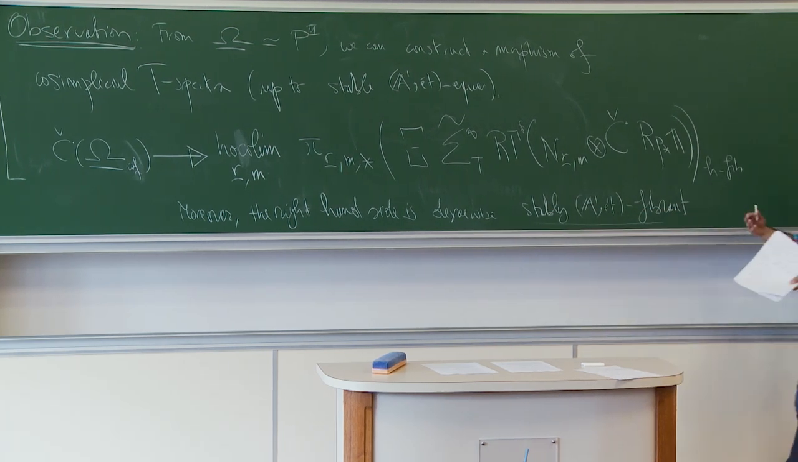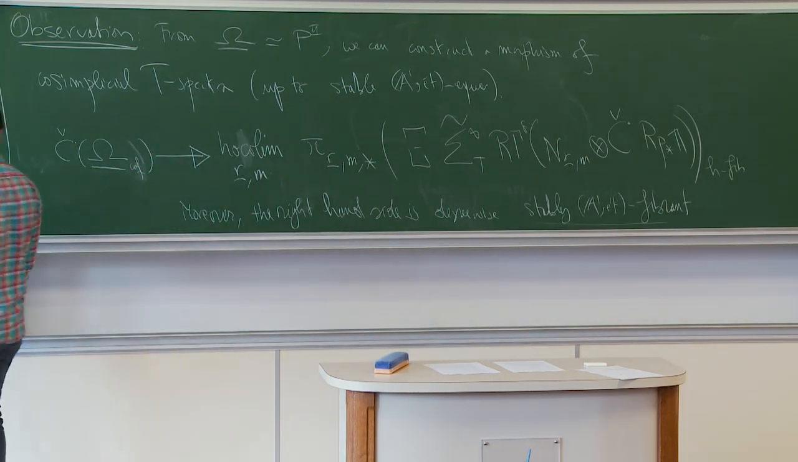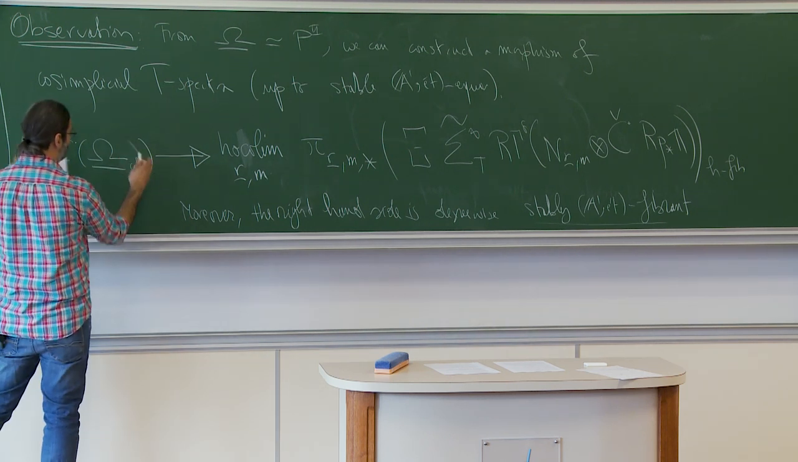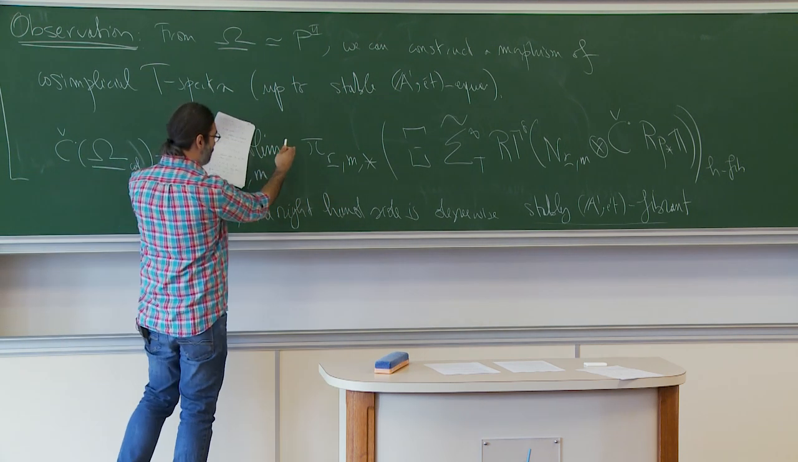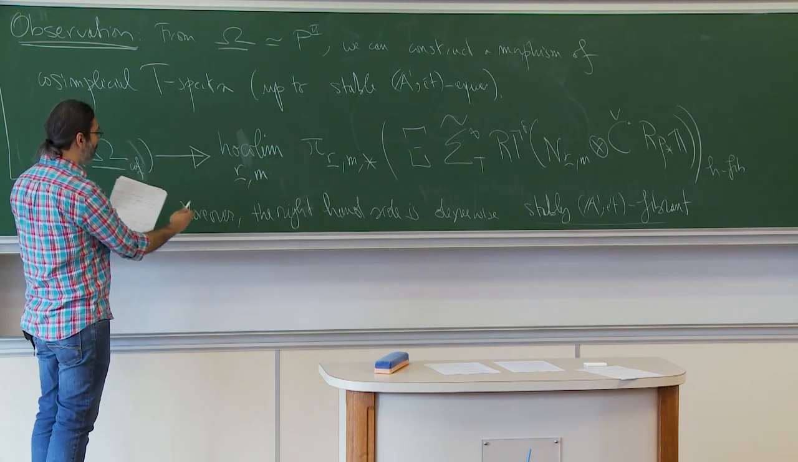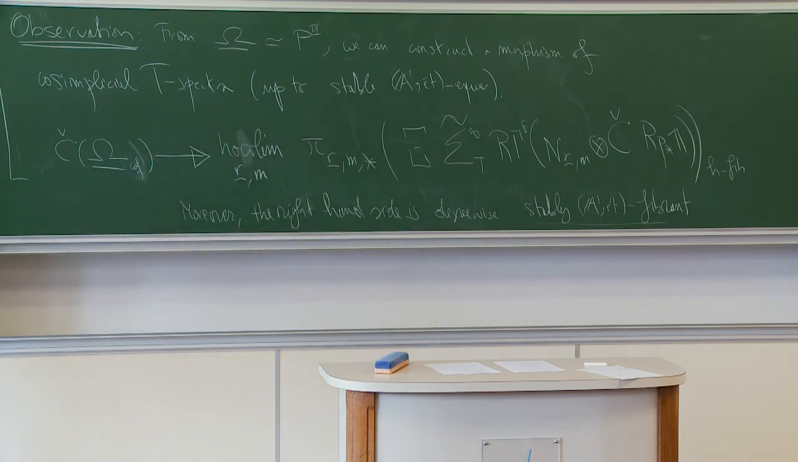Okay, so remember, I had this weak version of the main conjecture, which was about constructing a map from the homotopy limit of this object to something rather simple. And so the idea is that if I can do this here, I will get the map I want, if I can compute this part. Okay, I hope this is clear.